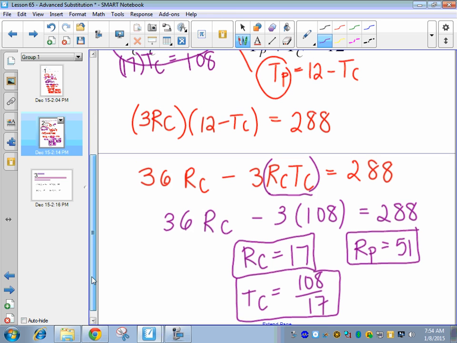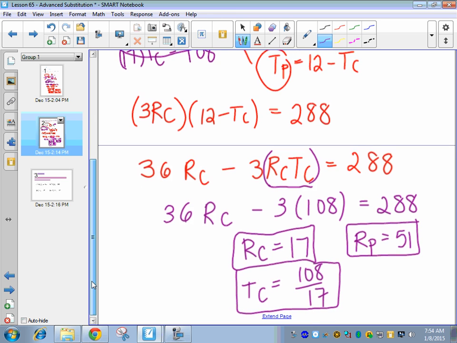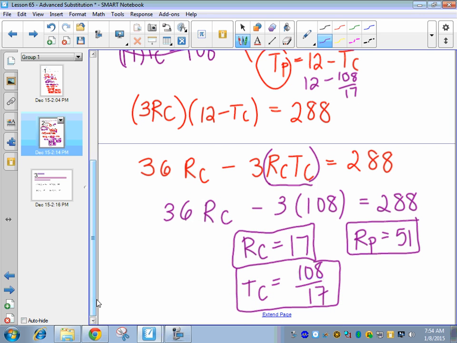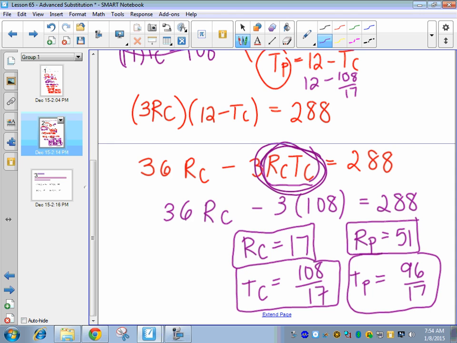And probably another fraction here, TC is 108 over 17. So right here we can plug in 108 over 17. You guys can get a common denominator, reduce it, and we end up getting TP equals 96 over 17. So really the only new thing that we've learned is replacing this double variable here. And that's it. Any questions, you guys?